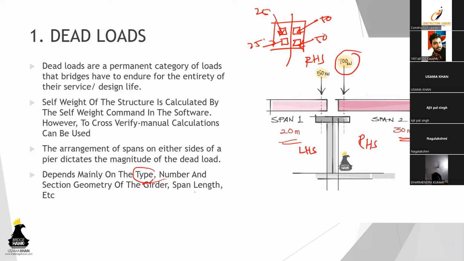As I said, type. You can have a case wherein over here we've got I section girders and over here we've got box girders. Even if you have such an arrangement, maybe you've got 4 I section girders or 5 I section girders, and over here just 1 single box girder. So even if this is 20 meters, maybe this will have more load. Maybe this will have 500, or maybe this will only be 200. So it is not only about the span, it is also about the type of girders, the number, and the section geometry.